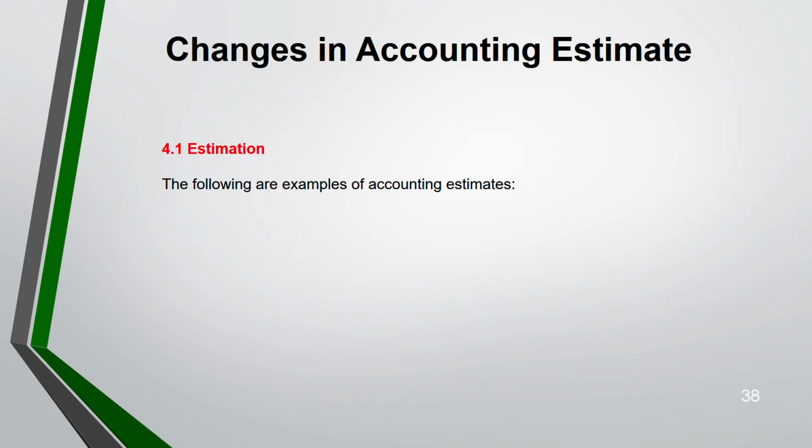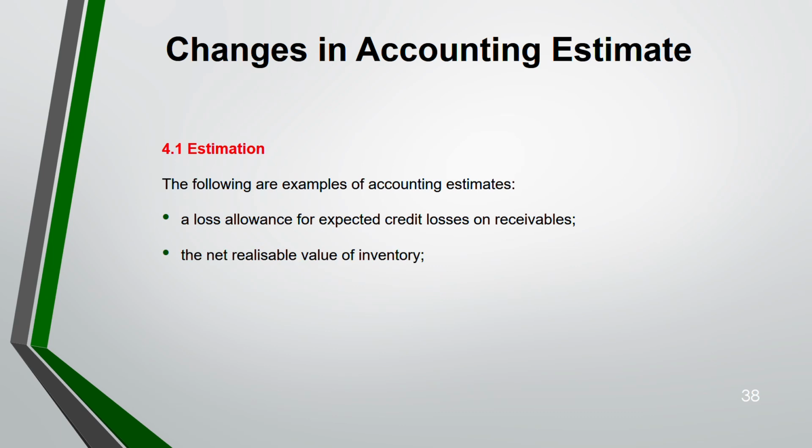Remember this now. In your exam, see to it what is given. If IAS 8 is tested, is it prior period error? Is it accounting estimate? Is it accounting policy? Then accordingly you will deal. If it's a loss allowance for the expected credit loss on receivable, it's an accounting estimate. You have to estimate how much will be the loss. This is your IFRS 9.